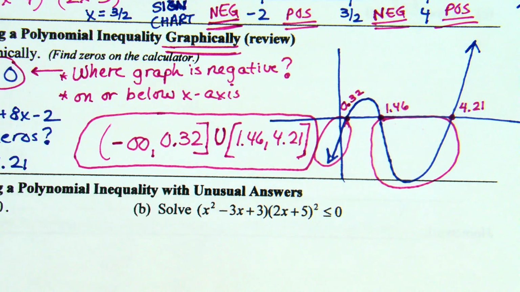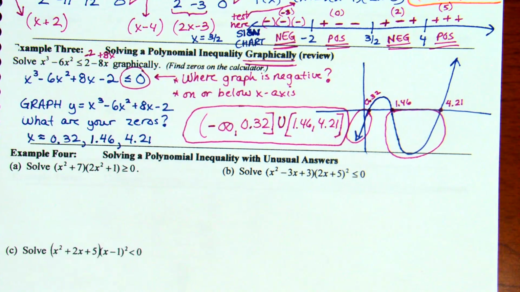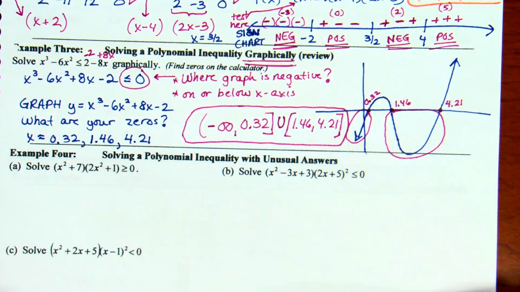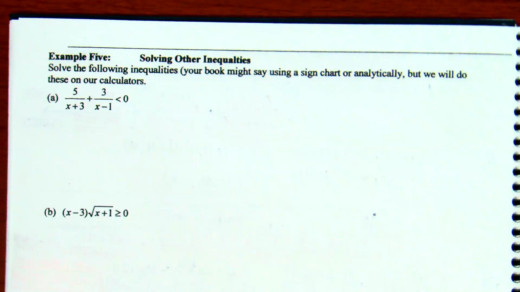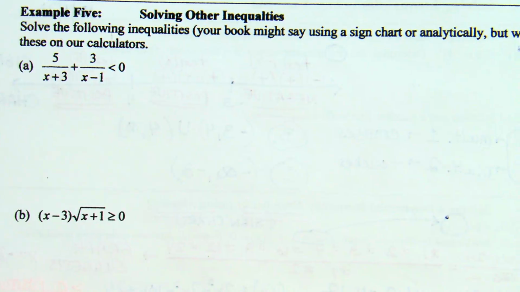Example 4. These problems here, it says solving a polynomial inequality with unusual answers. For instance, if the whole graph is above the x-axis, that means the whole thing is positive. Or if the whole thing is below the x-axis, the whole thing is negative. Those types of unusual answers. Now, I'm going to flip back to the back for a moment, and I just want to, at least briefly, look at example 5 with you. And I know I don't have time to fully work it out, but at least talk about it briefly.